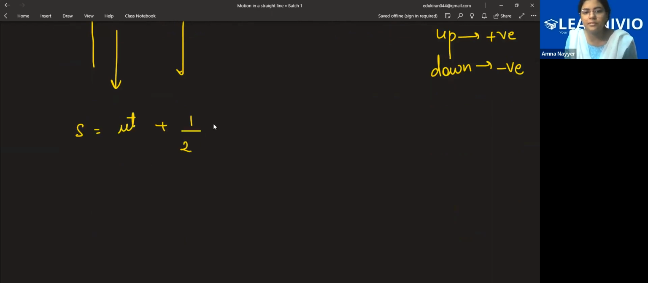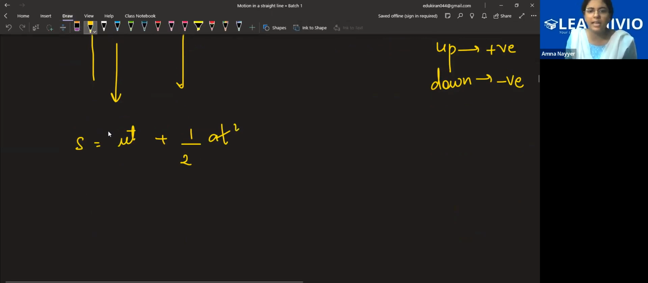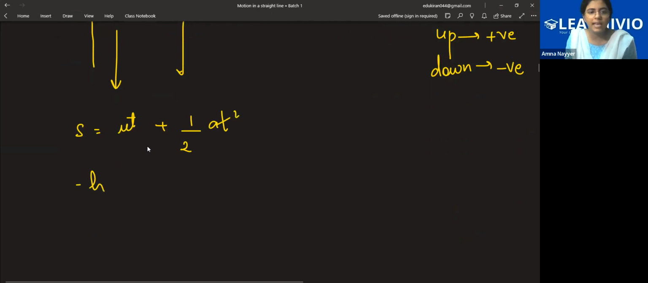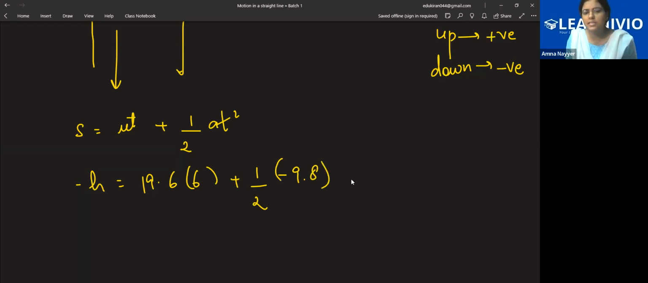So suitably, we should use just this equation, UT plus half AT square. So what all things do we have? Instead of S also, let us straight away put minus H. So you have minus H is equal to U is minus 19.6, time is 6, plus 1 by 2. Acceleration is again minus 9.8 and time is given 6 seconds. So this is 6 into 6. So minus H, this is 117.6, right? This is 117.6.